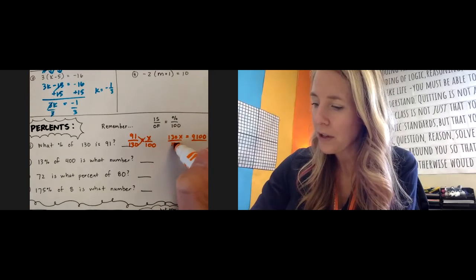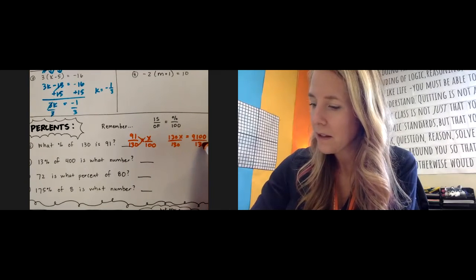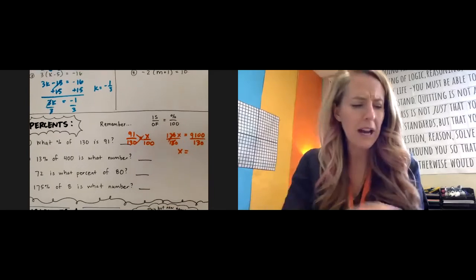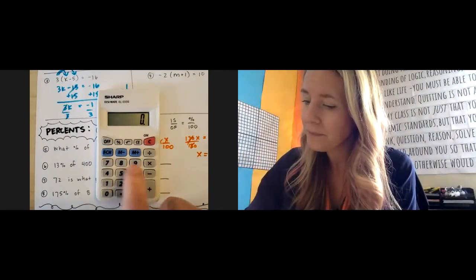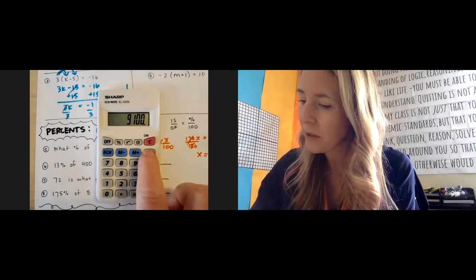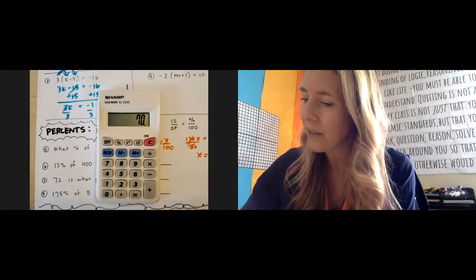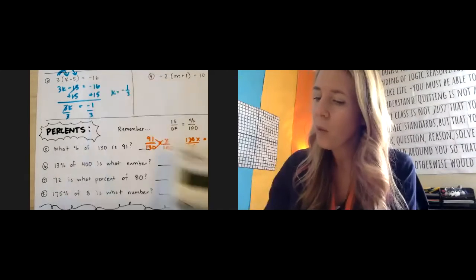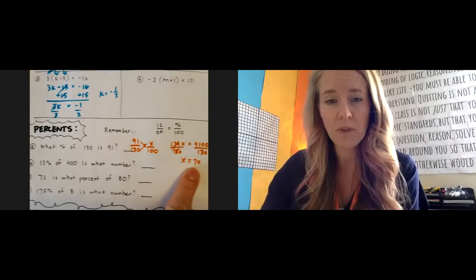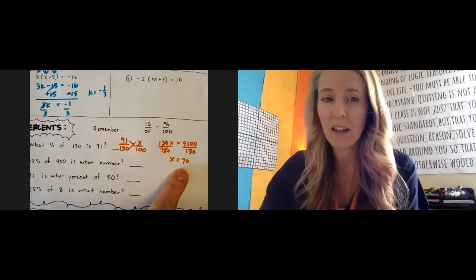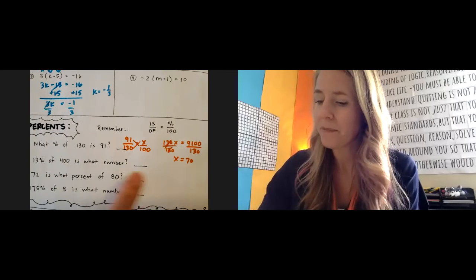Divide away that 130. X is alone and so happy about it. Take out that handy dandy calculator. 9100 divided by 130, 70. Okay, so what percent of 130 is 91? 70%. Oops, I got off the screen there. 70% of 130 is 91.